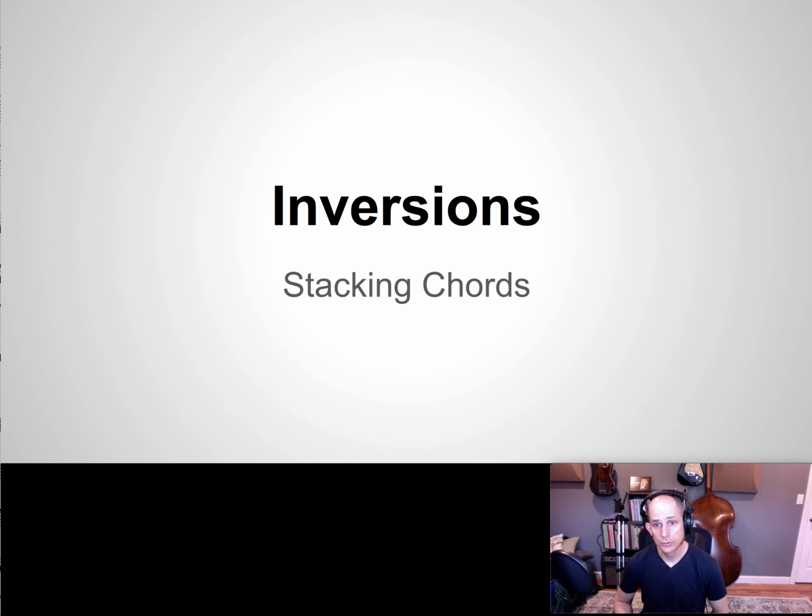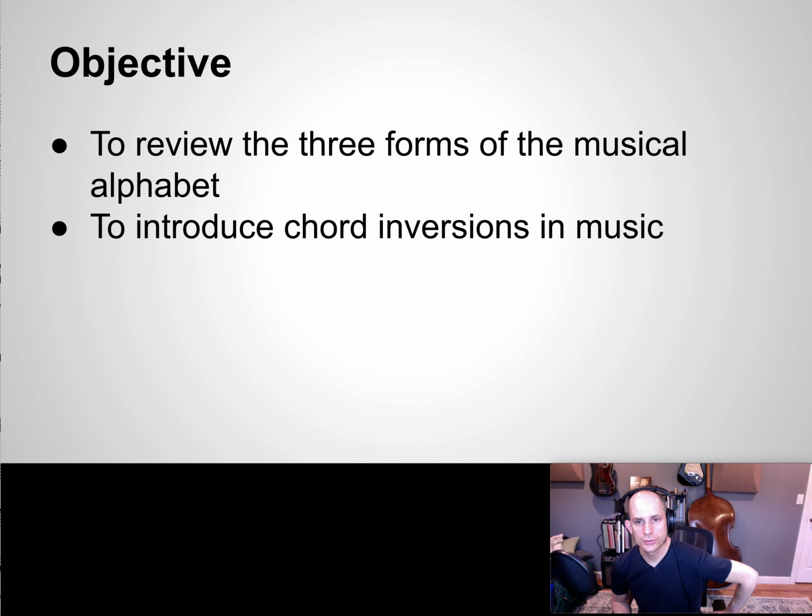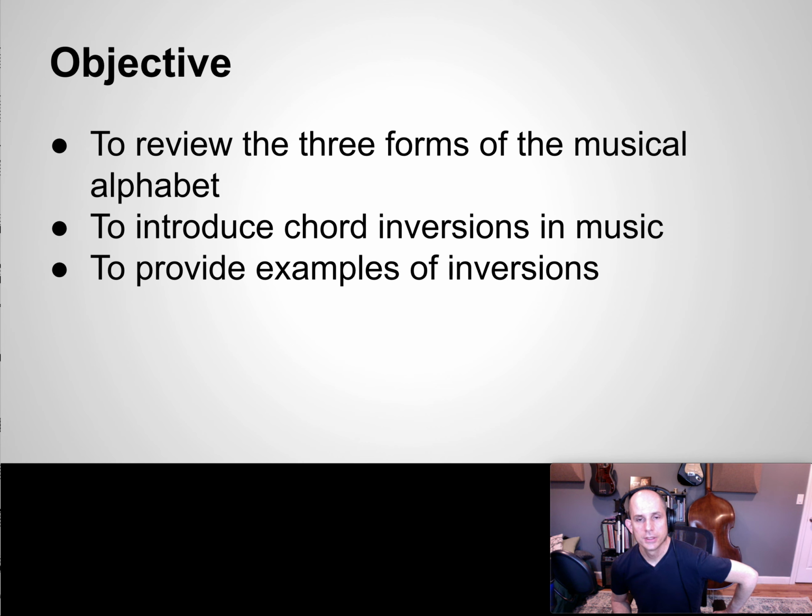Hey everybody, so we're going to talk a little bit about inversions and what they are. So let's talk about our objectives first. We're going to review our three forms of the musical alphabet. We're going to introduce chord inversions in music. We will provide examples of inversions.